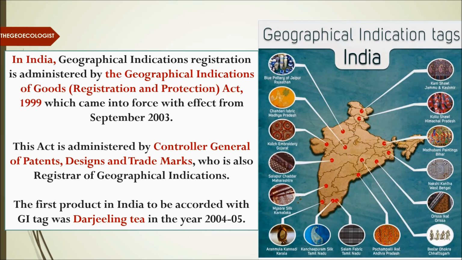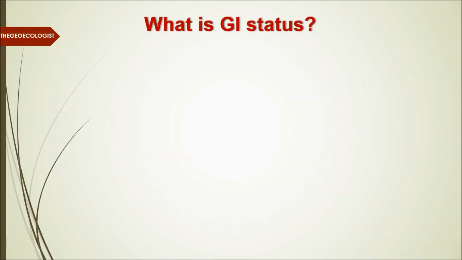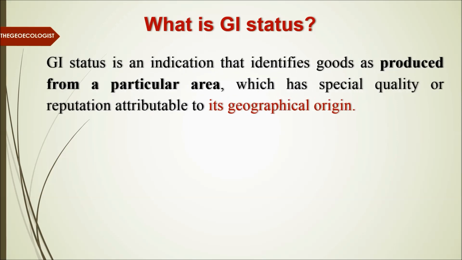Alright, so the first product was Darjeeling tea. Now, what is GI status? Let's understand this concept. GI status is an indication. It's not an indicator. Indicator is tag, but indication is status. That is the basic difference.